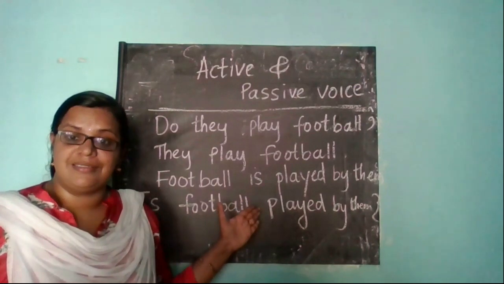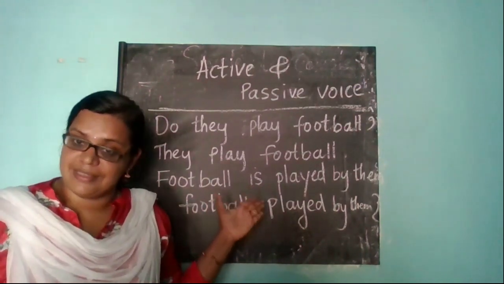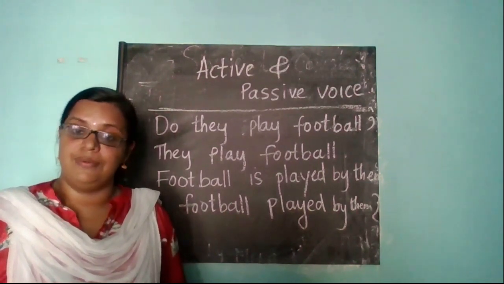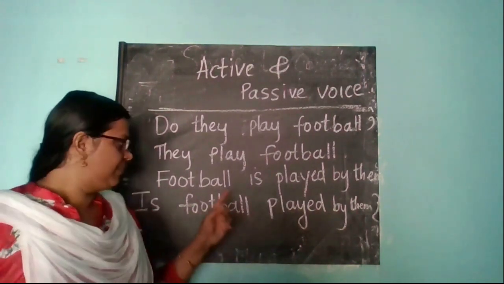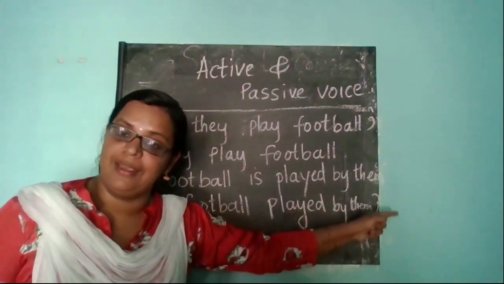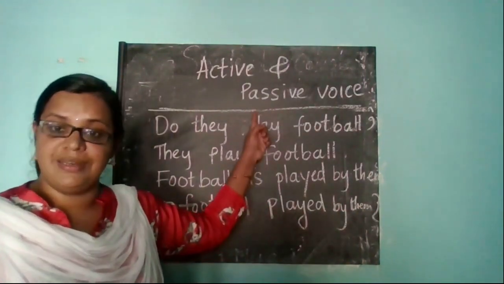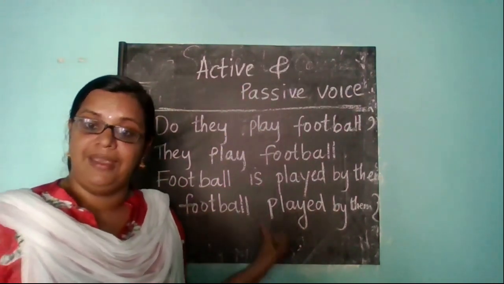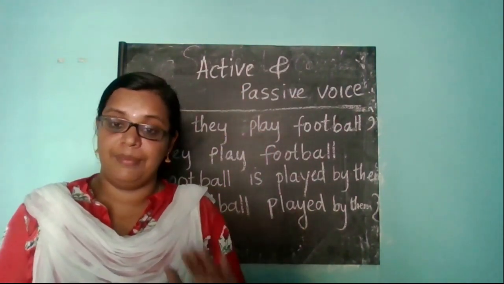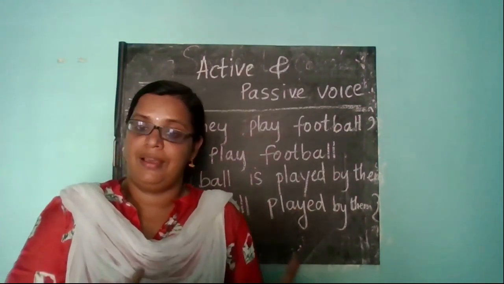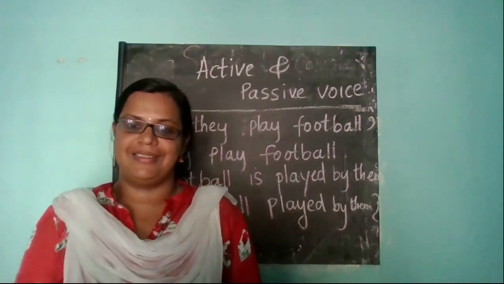Then change the assertive sentence into interrogative sentence. Is football played by them? Put a question mark. As the question is in interrogative form, the answer also should be in interrogative form. Remember, in present tense, yes or no question will start with either do or does.